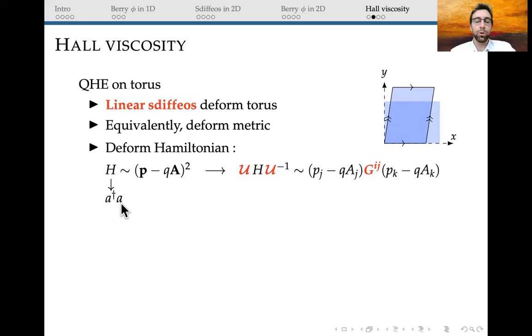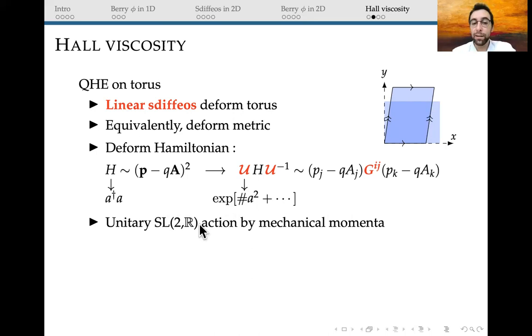Hall effect as a harmonic oscillator, really, at least at the one body level. The Landau Hamiltonian is like a very degenerate harmonic oscillator Hamiltonian. And then there are these ladder operators: A dagger increases energy, A decreases energy, and they make you travel between different Landau levels. In terms of these mechanical momenta, you find that these unitary operators are exponentials of quadratic combinations of mechanical momenta. In fact, these exponentials furnish a unitary representation of the SL2R group, and it makes sense that it's SL2R, given that we have linear diffeos, so we're really acting with SL2R matrices on the plane.